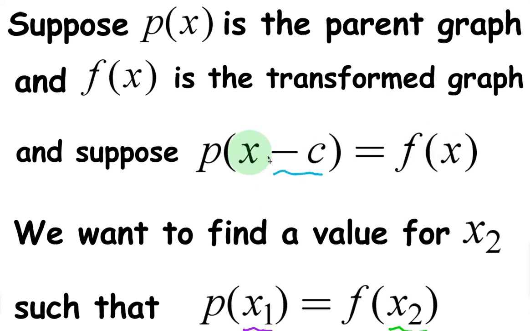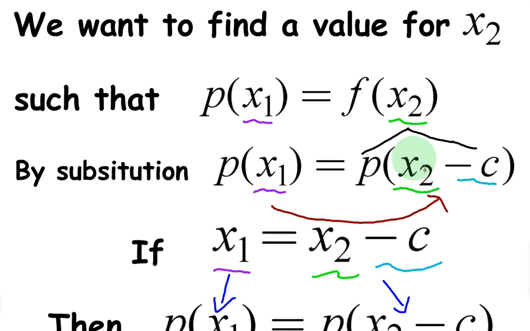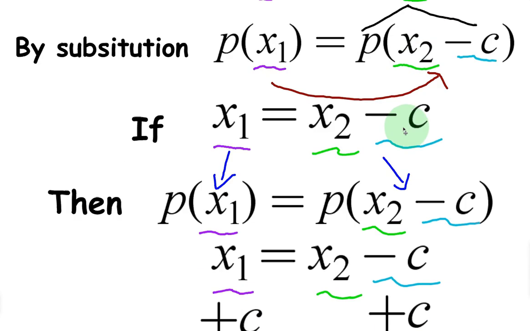So again, we want our inputs to be the same. So we want the x values for our transform function to be the same x values as our parent. That will ensure that it's the same y value. And we want to find a value for x2 such that p of x1 is equal to f of x2. So we're going to set these inputs equal to each other so that when x1 is equal to x2 minus c, that will ensure that we get the same parent y value back.